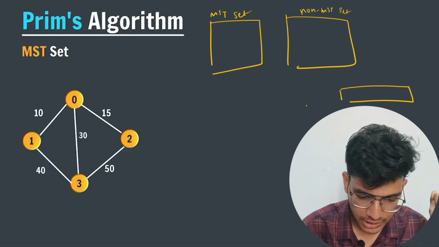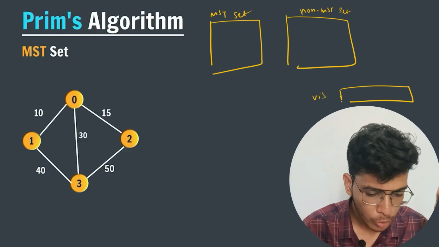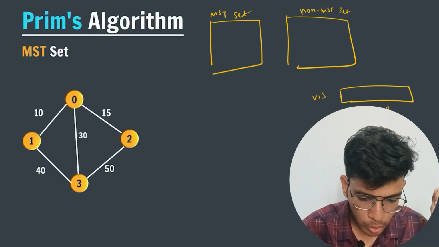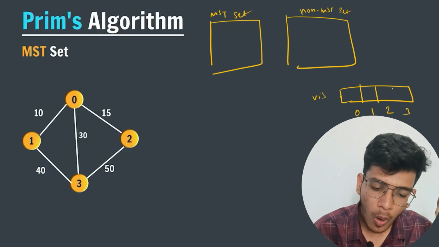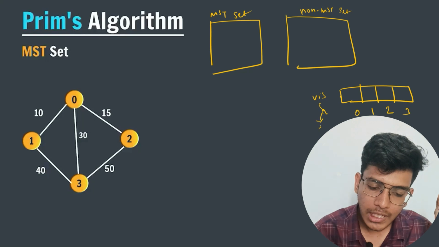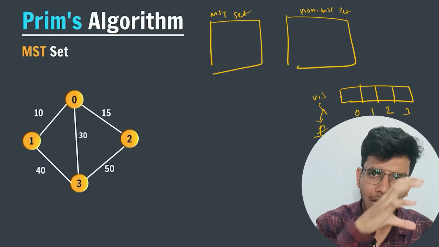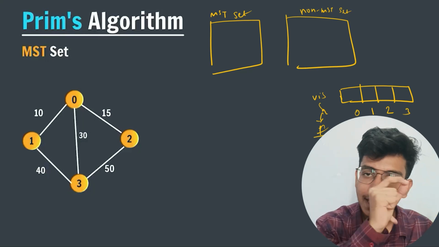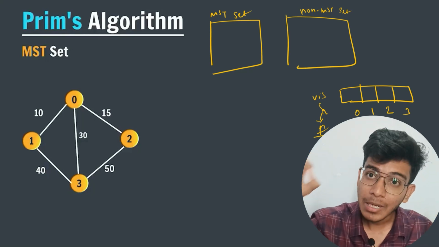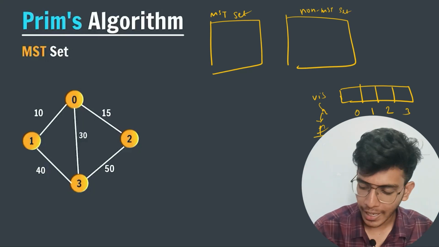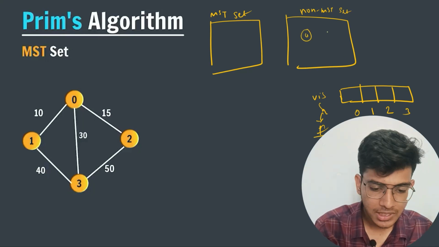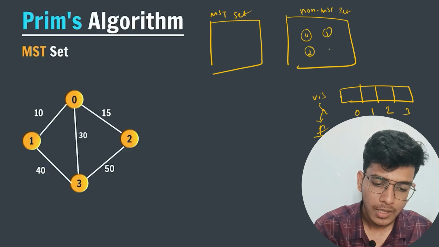So I will create a visited array, and here I will store my nodes 0, 1, 2, 3, and initially all the nodes are assigned with false. Now what I will do is take all the nodes and put them in my non-MST set. So I will add all the nodes here in my non-MST set: 0, 1, 2, 3.